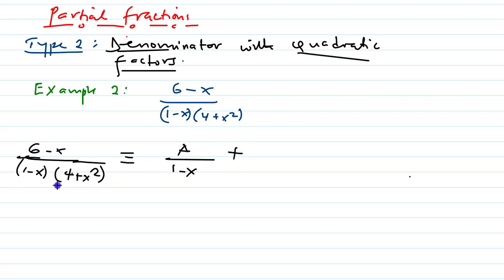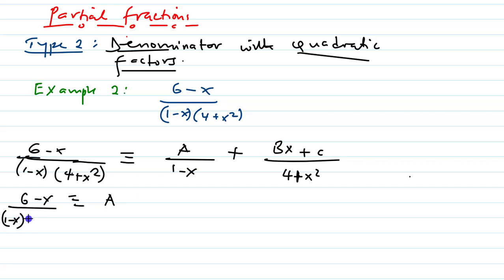For the quadratic factor, like we've done in the previous example, I'll write bx plus c divided by 4 plus x squared. I've got to write bx plus c because I need 3 coefficients here, right? 3 unknowns. So there we go. We have 6 minus x equivalent to A over 1 minus x, plus (bx plus c) over (4 plus x squared). So the LCM here is going to be 1 minus x, into 4 plus x squared.